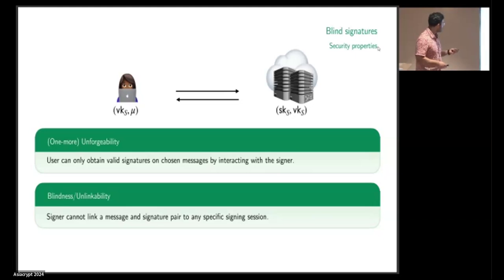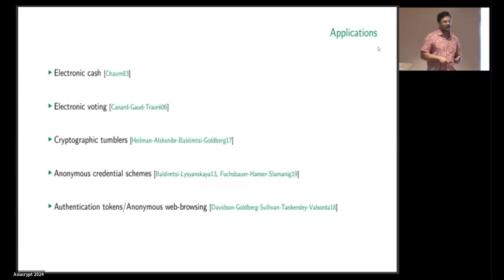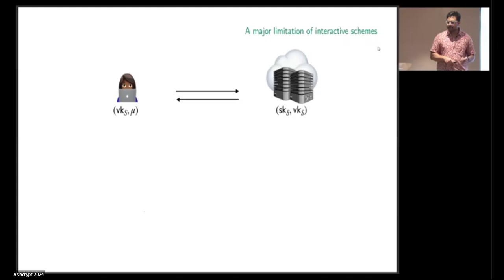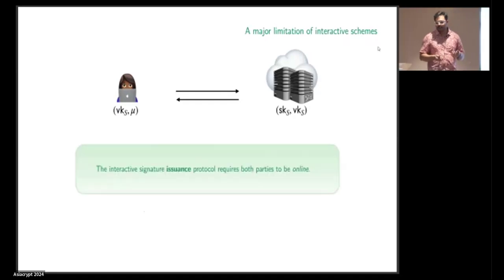Also, the blind signature must satisfy blindness, in the sense that the signer should not be able to link the message and signature pairs to any specific signing instance. Since its introduction over 40 years ago, blind signatures have found many applications, for example in cryptographic tumblers, anonymous credential schemes, anonymous web browsing, and however, a major limitation of these interactive schemes is that they require both parties to be online for the signature issuing.